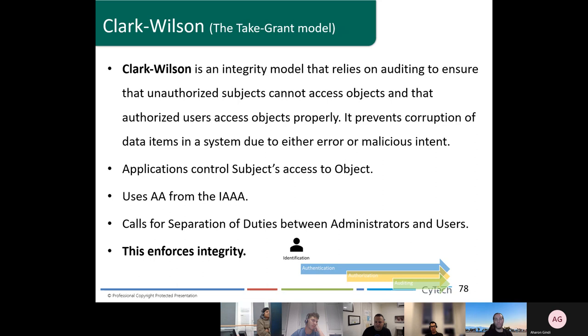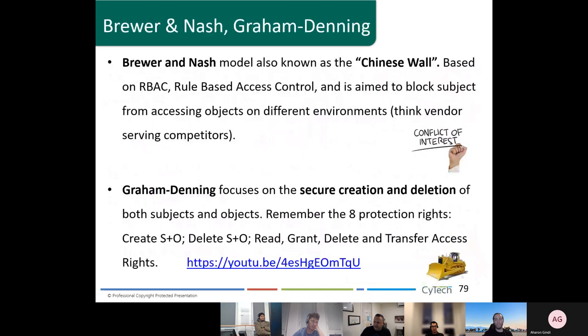Oh, this one? Yes. Create subject and object, delete subject and object, read, right. Grant, delete, and transfer access. Right. What does transfer access mean? So let's say that you replaced me. I was the VP sales. I left the company, and now you need to take my place. How do the admin transfer my rights to you in a secure way? How do I make sure that you will not have now excessive permission?